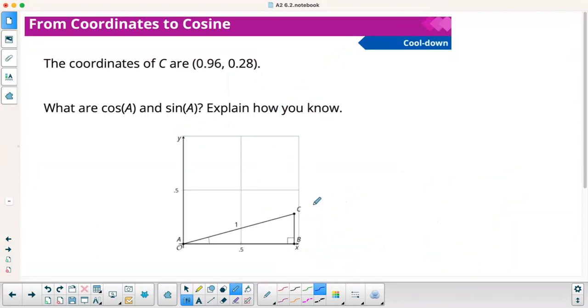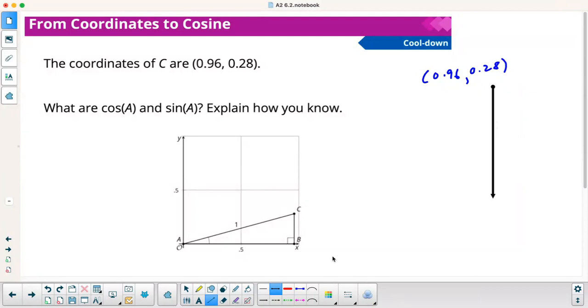All right, so the coordinates of C are 0.96, 0.28. So that's the coordinates of that point. So I could think of it in terms of a triangle. Oh, these are two separate problems. That doesn't make sense. Whoops. These are two separate problems because the x coordinate here is 0.5. So you could think of it here.